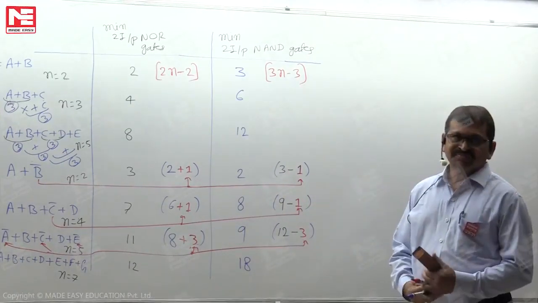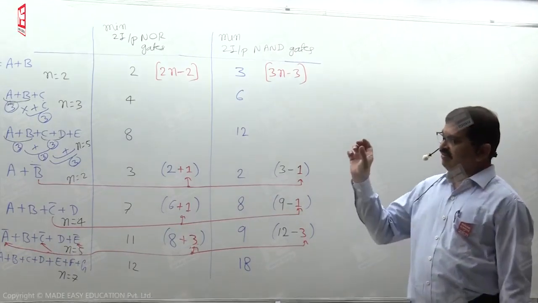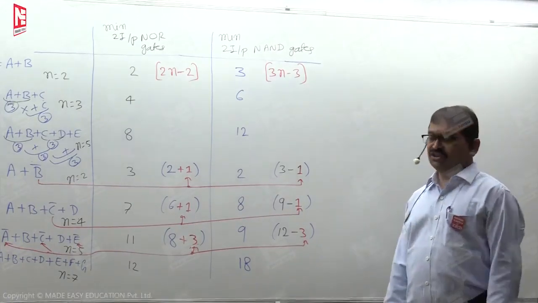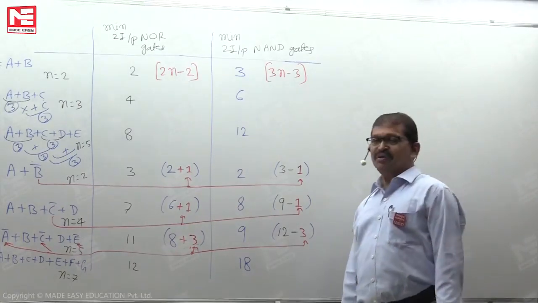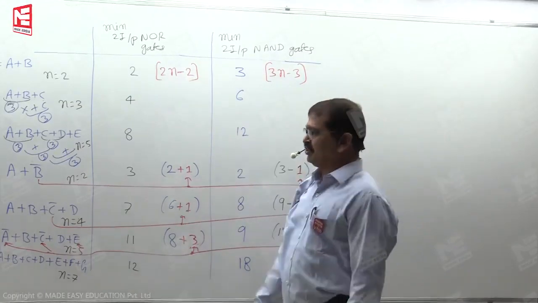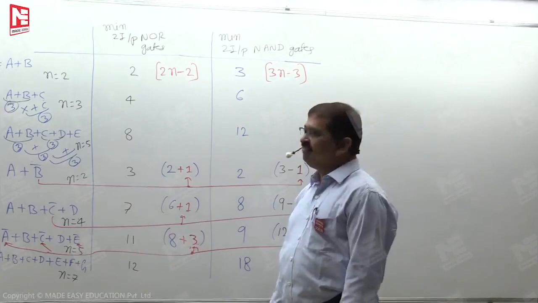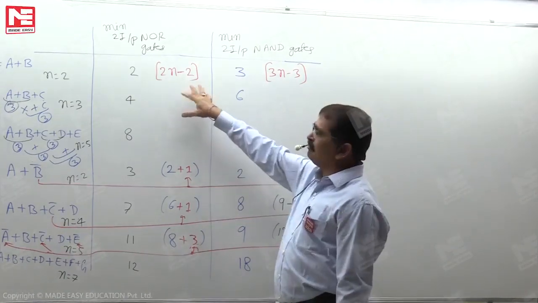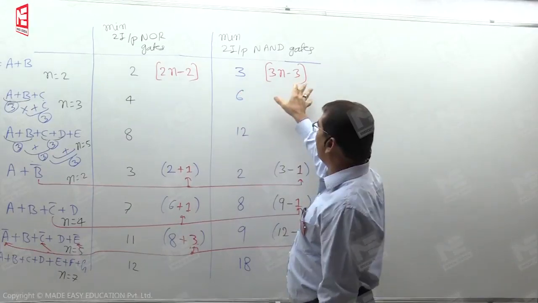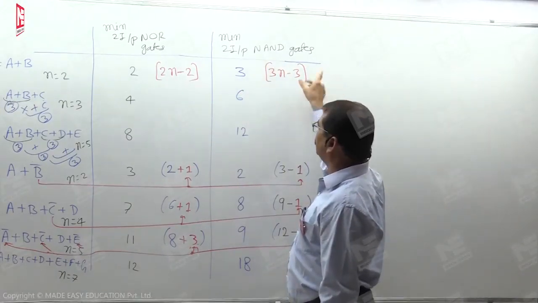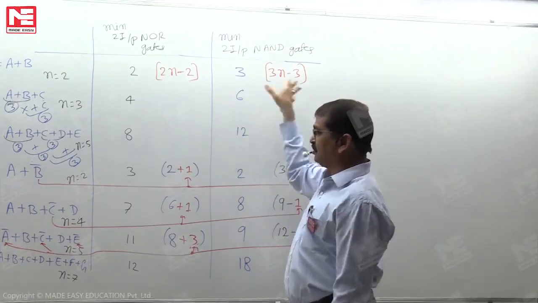Hence, whenever we have any question with a single sum term, not multiple sum terms, if the variables are not complemented, then for the implementation with NOR gates the simple formula is 2n minus 2. For NAND gates, the simple formula is 3n minus 3. Of course, we are talking about the minimum number of 2 input gates, in both cases.